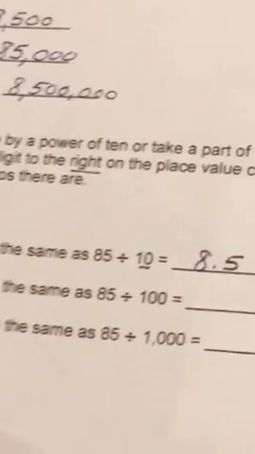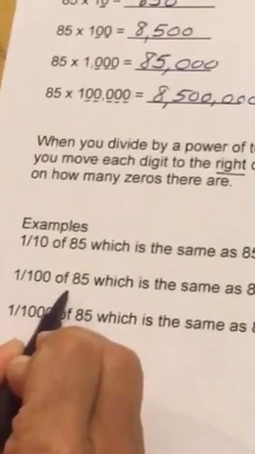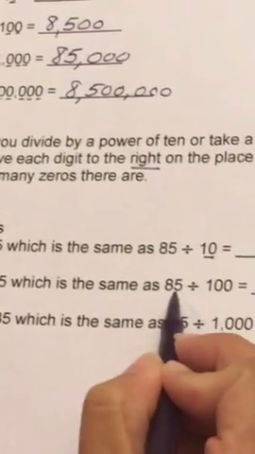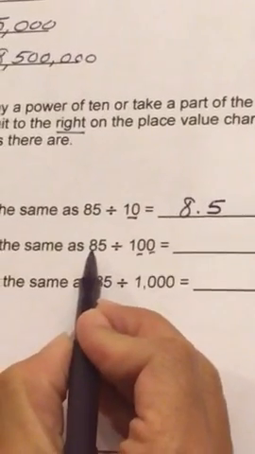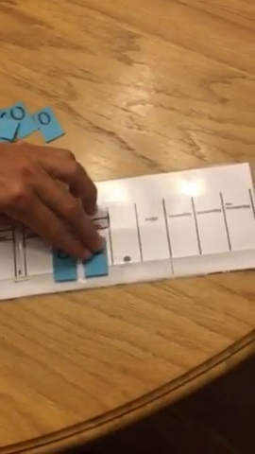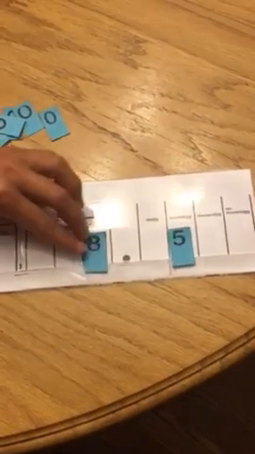Now I'm going to look at taking a 100th of 85, which is the same thing as 85 divided by 100. Since there's two zeros, I'm going to move each digit two places to the right on the place value chart. So I'm going to come back to my 85, and I'm going to move each one to the right two places. So here's 10 times smaller, move it another place for 100 times smaller. So I end up with 85 hundredths, or 0.85.